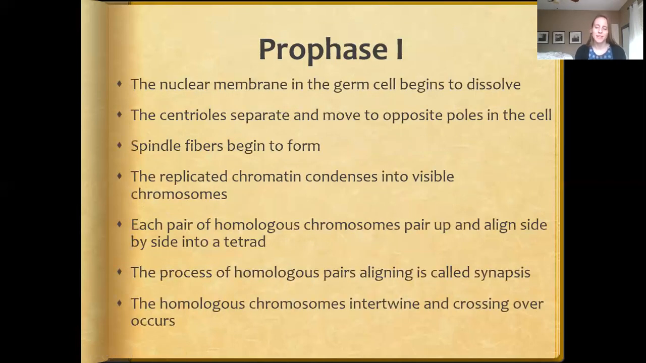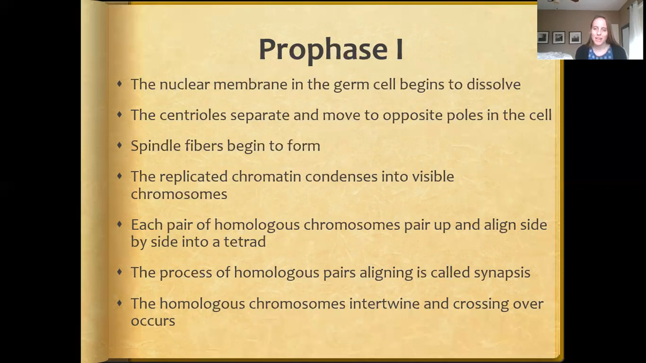So prophase 1, much like in mitosis, is going to start with the nuclear membrane breaking down and the centrioles separating and moving to opposite ends of the cell. You'll have your spindle fibers form, and the chromatin will condense into chromosomes. So all of that first part of prophase 1 is the exact same as the prophase that we see in mitosis. Here's where it starts getting different.